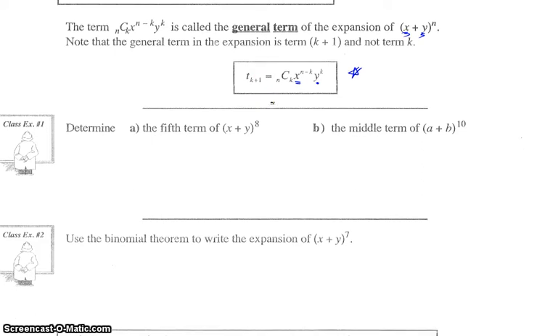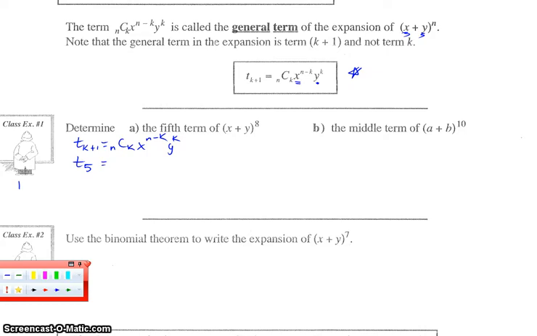So we're going to put that formula to work on example number 1. And I'm going to write it down first, actually. t sub k plus 1 equals n choose k, x to the n minus k, y to the k. And they're asking us for the fifth term. So what that means is we're looking for t5. Just write t5. That means we're looking for the fifth term.